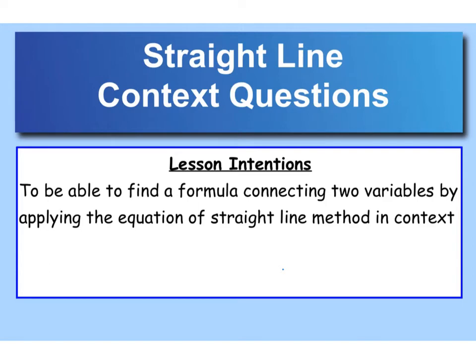So our lesson intention is to be able to find a formula connecting our two variables basically by applying the equation of a straight line method we've been shown. We're going to get our gradients, we're going to get our y-intercepts if we can, and we're going to plug them into the equation of a straight line, and then we're going to use that equation of a straight line to make some kind of prediction for our part B. So let's have a wee look then at this.